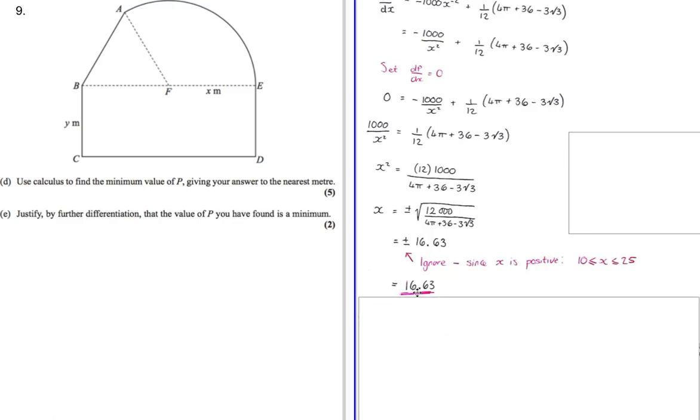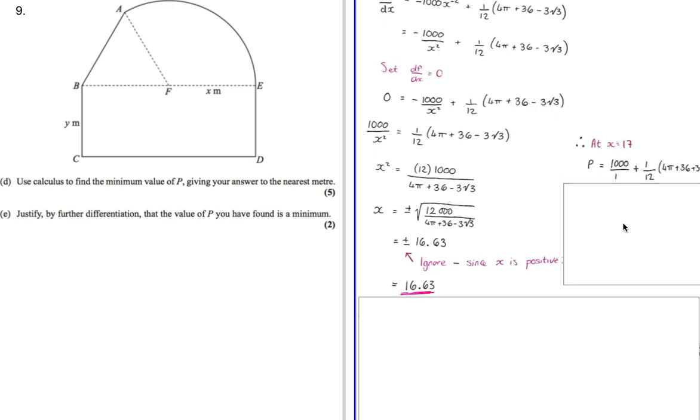What's important is that you don't stop there and think I've got my answer. It's asking you to find the minimum value of P. So we're going to go back. At x equals 16.63, what does P equal? We're going to look at part C for our equation of P, and we'll just substitute in.